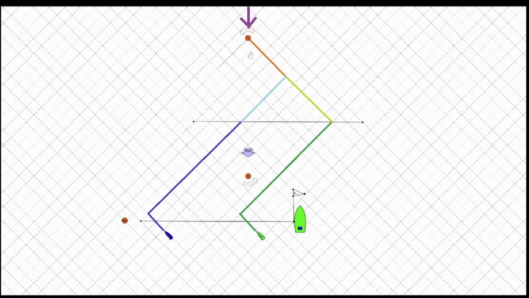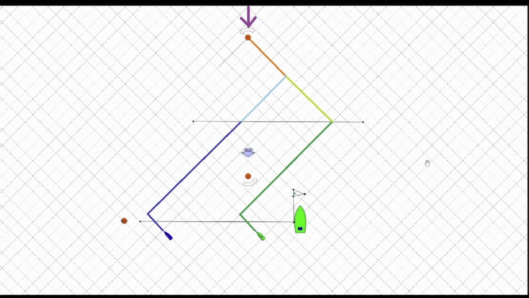We have a green boat and a blue boat. We see that the green boat is nearly in a straight line with Mark 1, while the blue boat is more to the left of it. The question is, who will reach Mark 1 first? Who has a shorter distance to sail? Assume both boats are sailing at the same speed and tacking equally well.